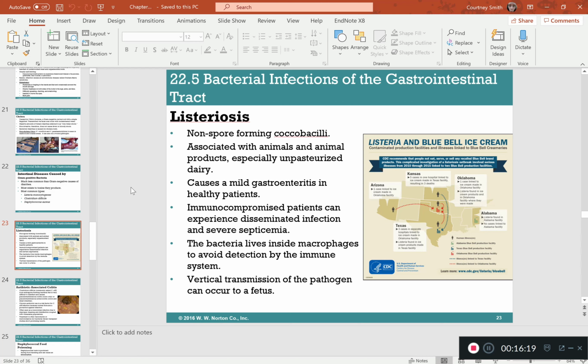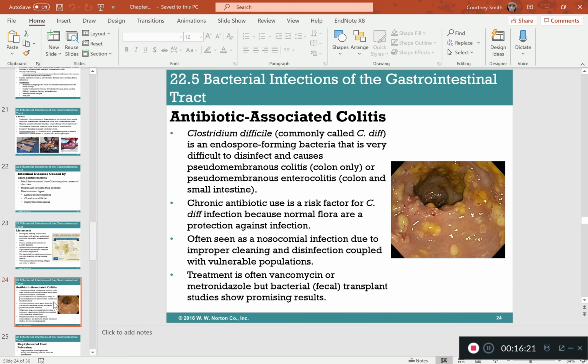Okay, so next we are going to talk about C. diff. So this is very, very common. You will see this in your patients. So C. diff is commonly associated with chronic antibiotic use. C. diff is a bacteria, and it will cause infection. Depending on where it causes an infection is how you will categorize it. So if it causes infection in the colon only, then it's known as pseudomembranous colitis. Or if it's of the colon as well as the small intestine, then it's pseudomembranous enterocolitis.